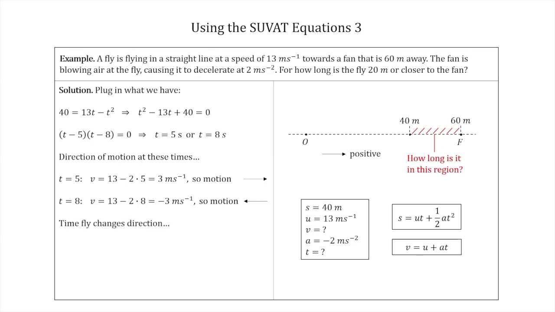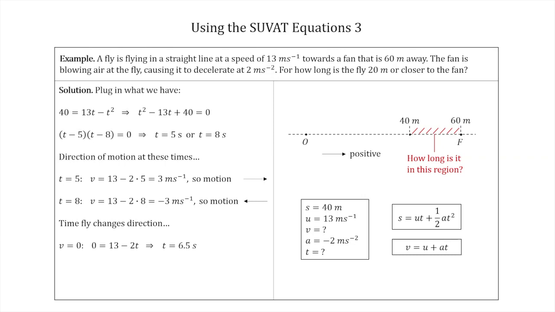Let's now check the time the fly changes direction. So how long does it take to change direction? Well, for this, we are going to plug v equals 0 into the second SUVAT equation, because the time the fly changes direction is when it stops for an instant before moving back the other way. So it slows down, slows down, slows down until eventually it stops and then starts moving the other way. So it's when its velocity is 0. Plug that in, we get 0 equals 13 minus 2 times whatever the time is. Rearrange and we get the time is 6.5 seconds. That's just a simple rearrangement of that equation to get t.